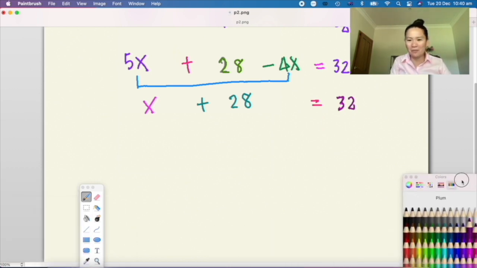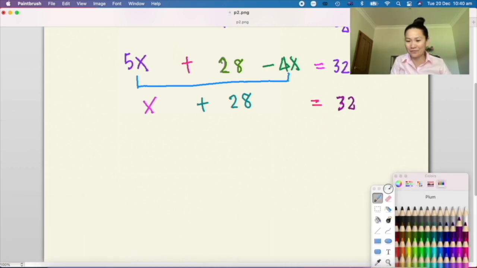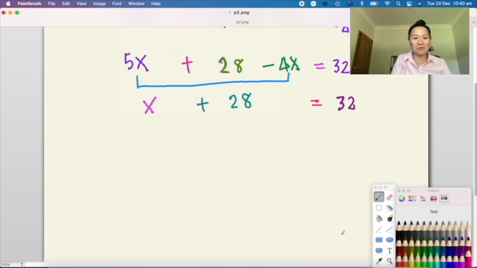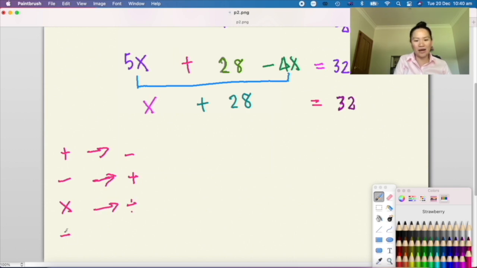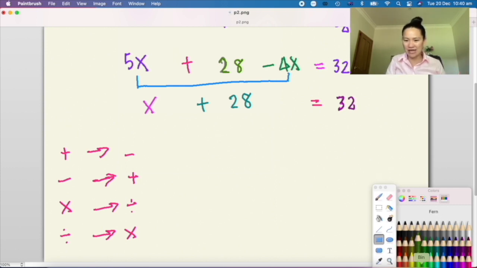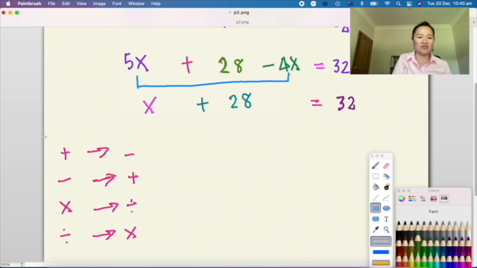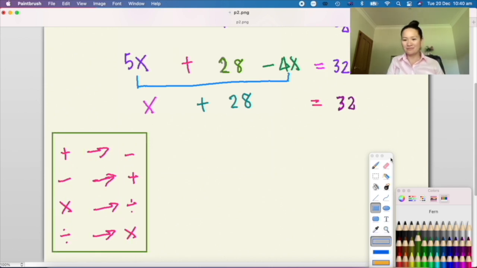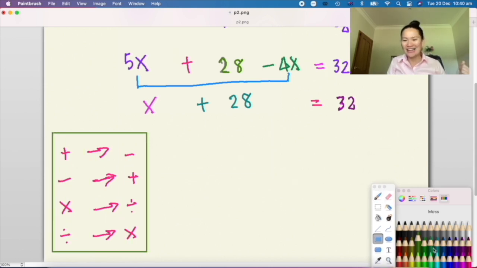Do you remember our concept? Yes, you remember our concept. Plus turns to be minus. Minus turns to be plus. Positive turns to be negative. Negative turns to be positive. Multiply turns to be divided. Divided turns to be multiplied. I teach you about this in detail later on. Or you could come back to see our equation. Yeah. Alright. Now let's go.